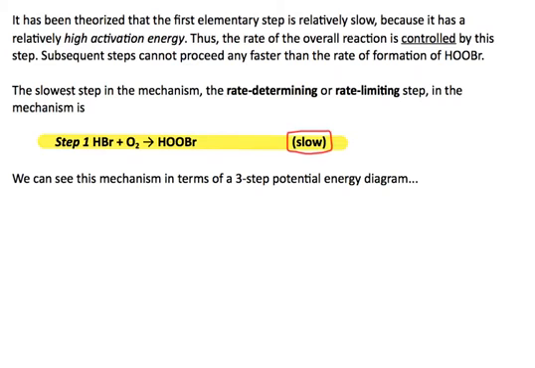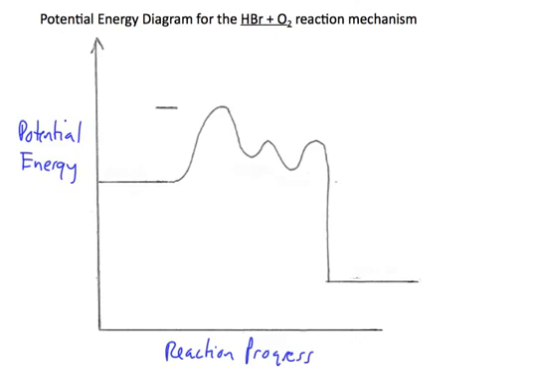Now, we want to be able to look at this in terms of potential energy diagrams. So again, one of the ideas here with this particular mechanism is that that first elementary step, HBr plus O2, has a high activation energy. So this is the reaction that's proposed to be slowest, that one step. So any steps subsequent to that cannot go faster until you generate enough of this HOOBr. So there's again the slowest step. Well, let's see what this looks like in terms of potential energy diagrams.